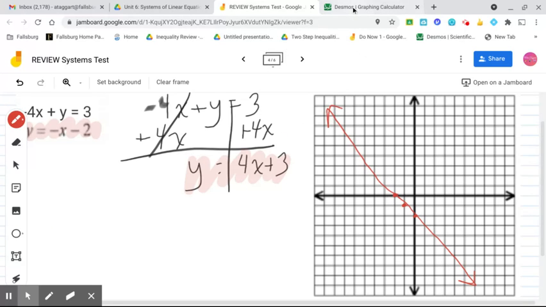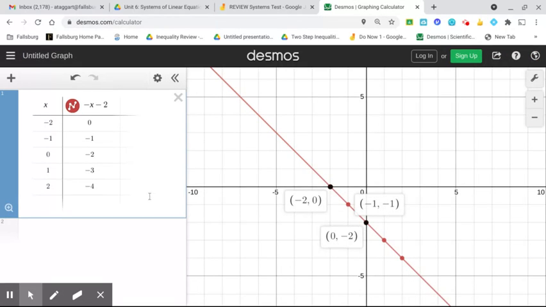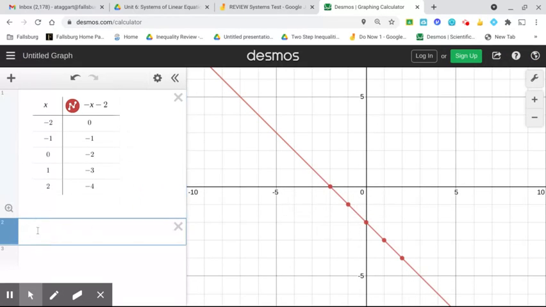Now I'm going to graph 4x plus 3, and I'm going to graph it in the second spot here because I do want to see where they cross. So 4x plus 3. And wherever these lines cross is going to be the solution. So I can even come to my graph and identify what that point is. It's right there.